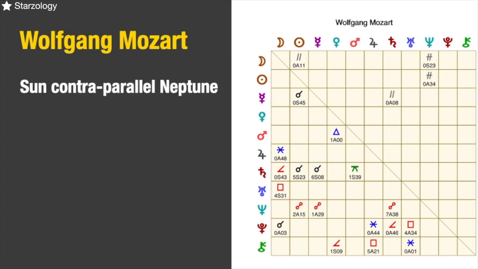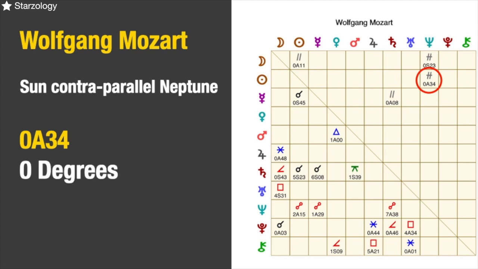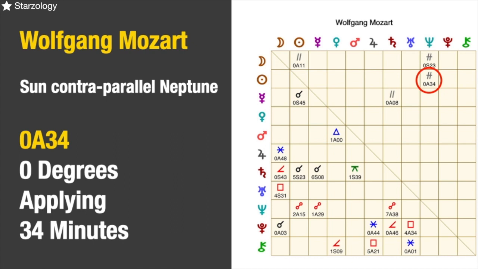But he also has the Sun contra-parallel Neptune. If you can see over there, it's the two vertical lines with the cross off. That is the contra-parallel. Again, the notes below that says 0A34, so we know it's 0 degrees applying 34 minutes. So the Sun contra-parallel Neptune is an applying aspect with 0 degrees 34 minutes. Again, less than 1 degree because it's an aspect of declination.